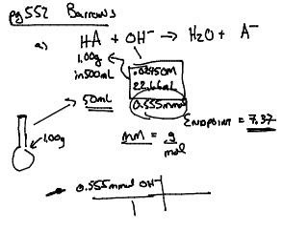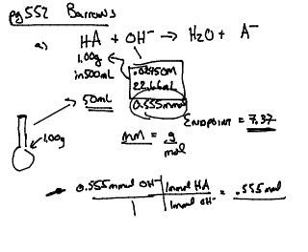I don't need the moles of OH minus. I need the millimoles of HA. So it's going to be the same number, isn't it? Because it's a 1-to-1 ratio. 1 millimole of HA to 1 millimole of OH minus, which is 0.555. Well, that's my moles, isn't it?